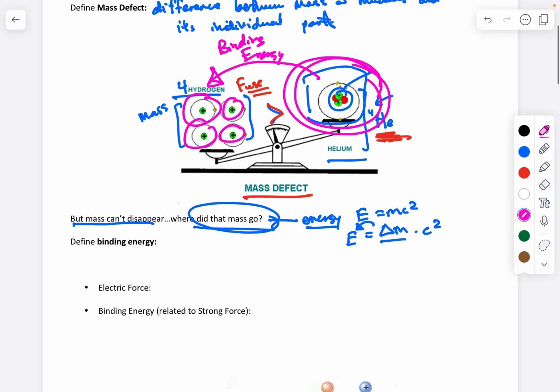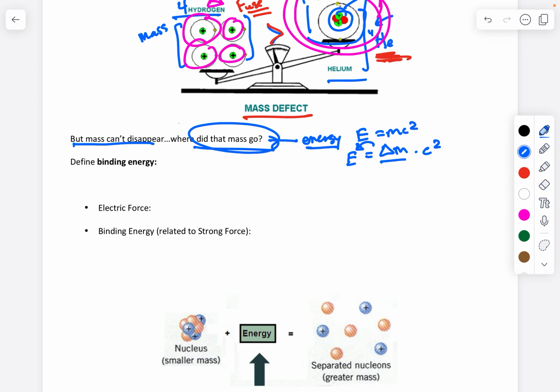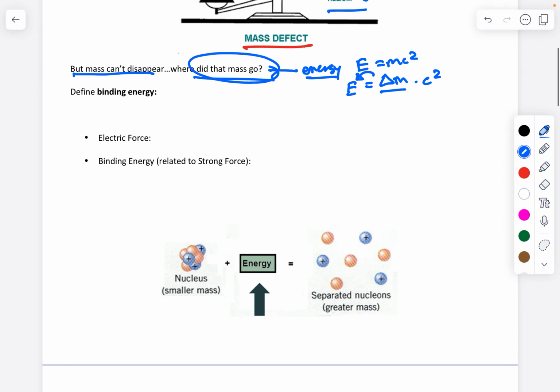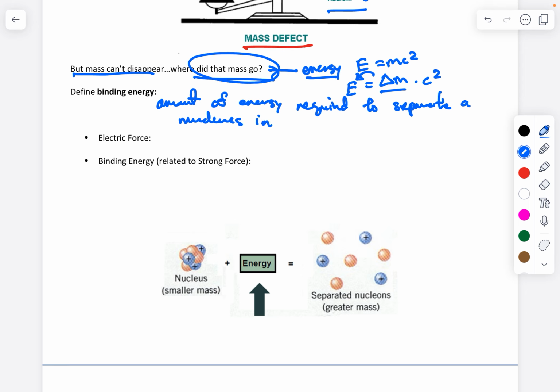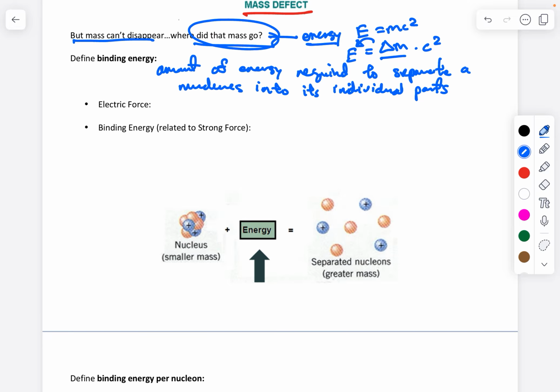Okay, so the written up definition is that the binding energy is the amount of energy required to separate a nucleus into its individual parts. Okay, so that's the idea here.